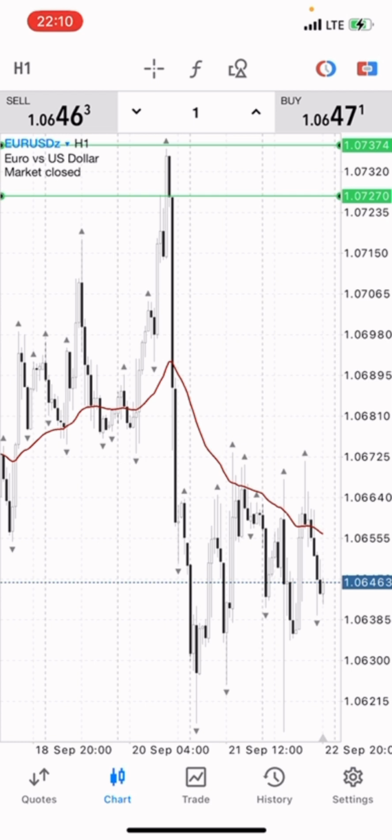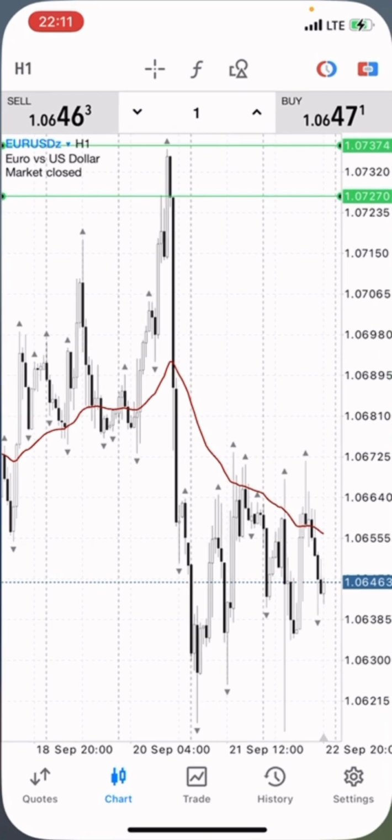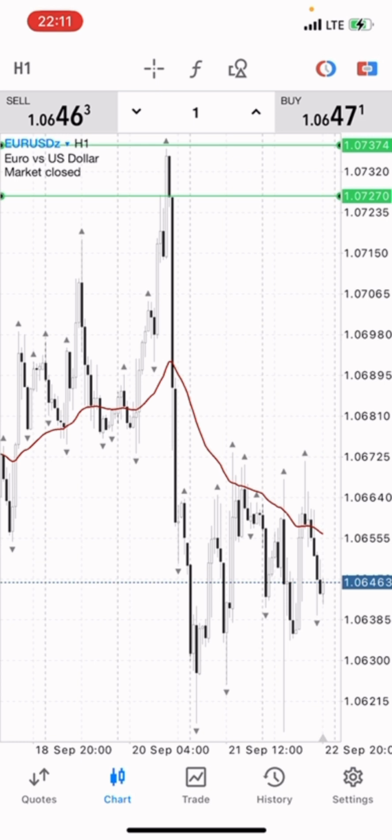And the next thing you need to understand is your leverage. Forex trading offers leverage, which allows traders to control larger positions with a smaller amount of capital. While leverage can amplify profit, it also amplifies losses. So it should be used with caution and proper risk management.